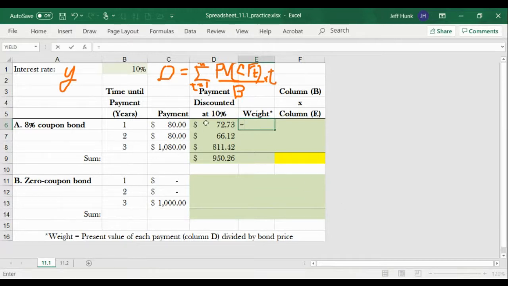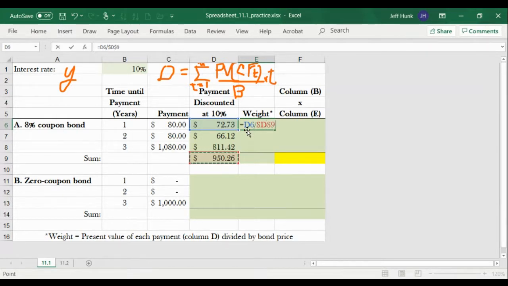And the weight of each one of them is divided by the price of the bond, right? Currently, the price of the bond has to be obviously a discount bond because the coupon rate is less than the discount rate, the market interest rate. So you pay 950, and then I should lock that.